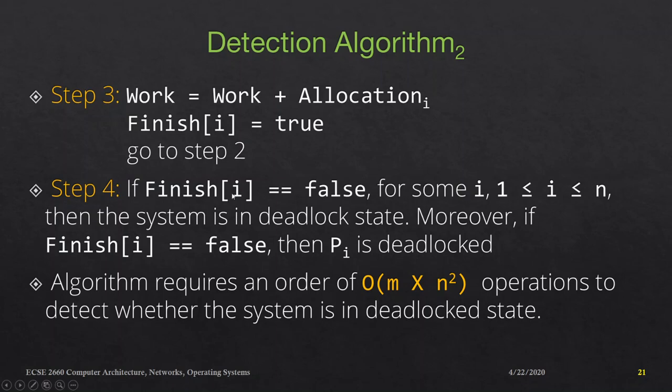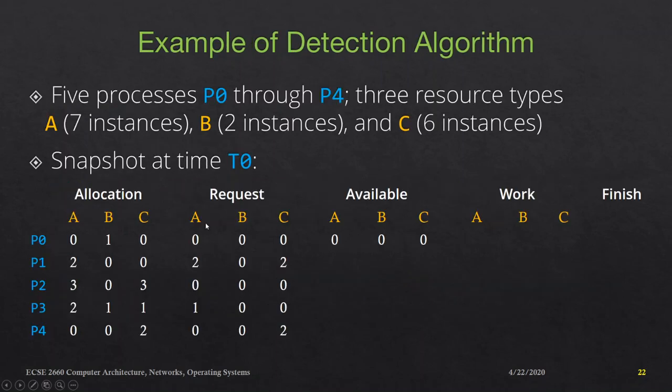So let's actually work through this with an example. The example over here is there are 5 processes, P0 through P4. As you can see over here, they are all highlighted in blue all the way on the left. There are 3 resource types, A, B, C. They are highlighted in yellow here.